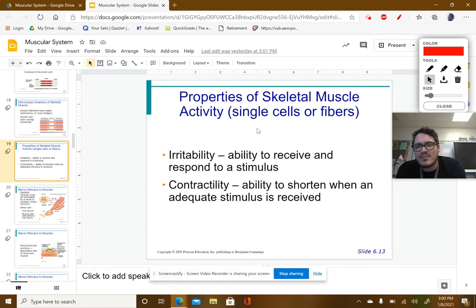There are two properties of skeletal muscles that we need to discuss: irritability and contractility. Irritability is the ability to receive and respond to a stimulus. So this is the ability for your body to receive the stimulus. And where are these stimuli coming from? The brain. The brain generates this electrical current. Contractility is the ability to shorten when the stimulus has been received.